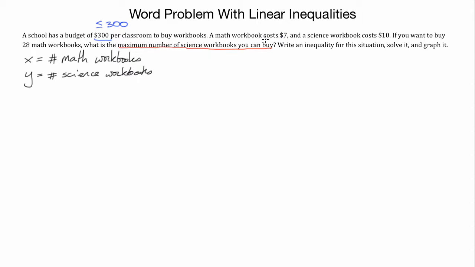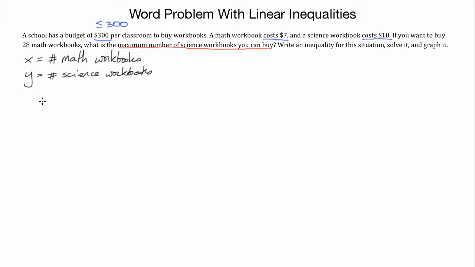A math workbook costs $7. So it's $7 for each math workbook. So I'm probably going to have a 7x somewhere. And a science workbook costs $10. So it's $10 for each y variable, science workbook. All right, that's enough to put it all together then.